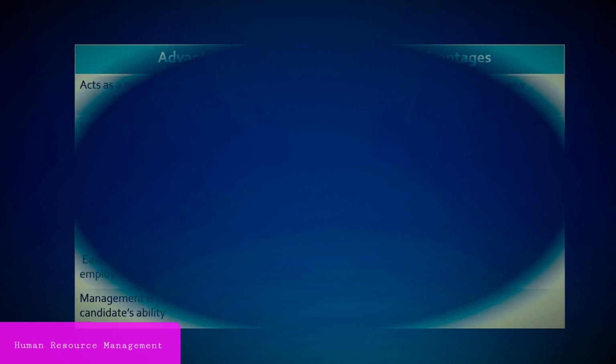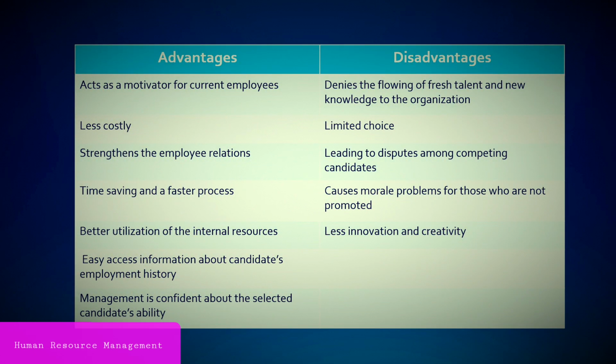Now let's look at some advantages and disadvantages of internal recruitment. Advantages are a motivator for current employees. It is less costly, strengthens the employee relations. That means the relationship between the employer and employee. Then time saving and a faster process, better utilization of the internal resources, easy to access information about candidates' employment history as he is already working in the organization, and therefore the records with regard to his employment history is already available. Then the management is confident about the selected candidate's ability.